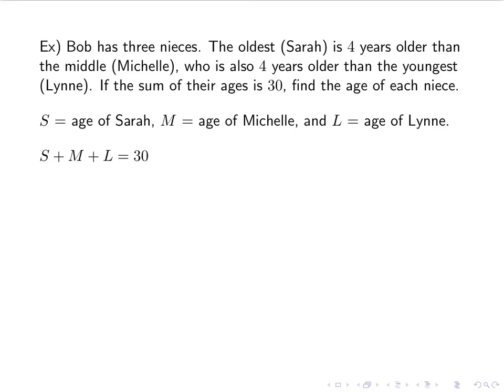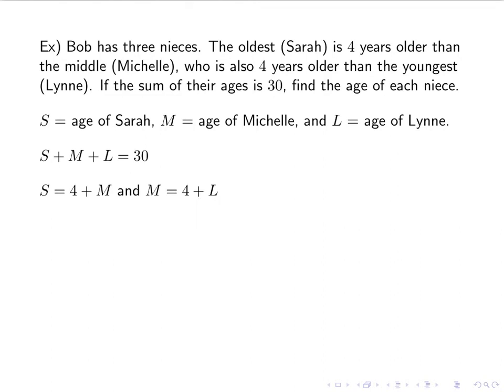Next, I'm going to go back to the second sentence. The oldest, Sarah, is 4 years older than the middle, Michelle. The oldest, S, is 4 years older, so I'm going to add 4, than the middle, who is Michelle. Michelle is 4 years older than the youngest, which is Lynne. So M equals 4 plus L.